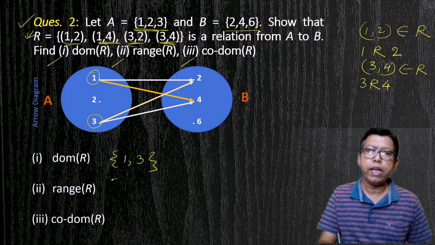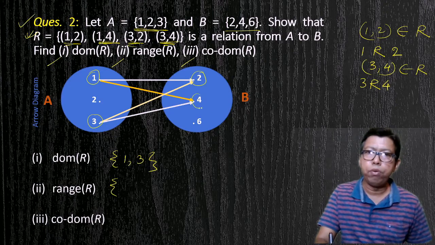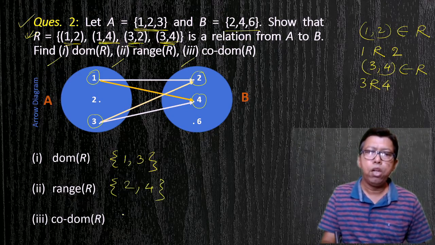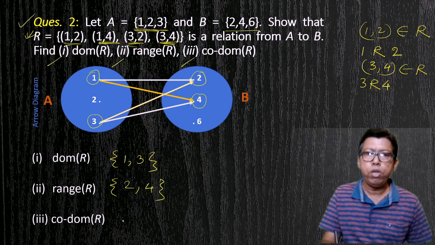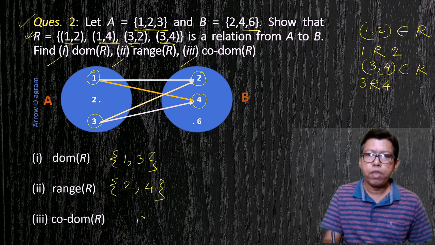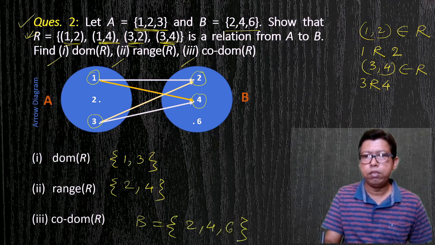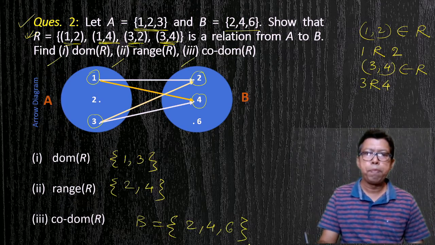Range will be the second coordinates, that is 2 and 4. So in the range you will find 2, 4, and finally codomain will contain the total set B. That means your set 2, 4 and 6. Okay, this is the codomain set.